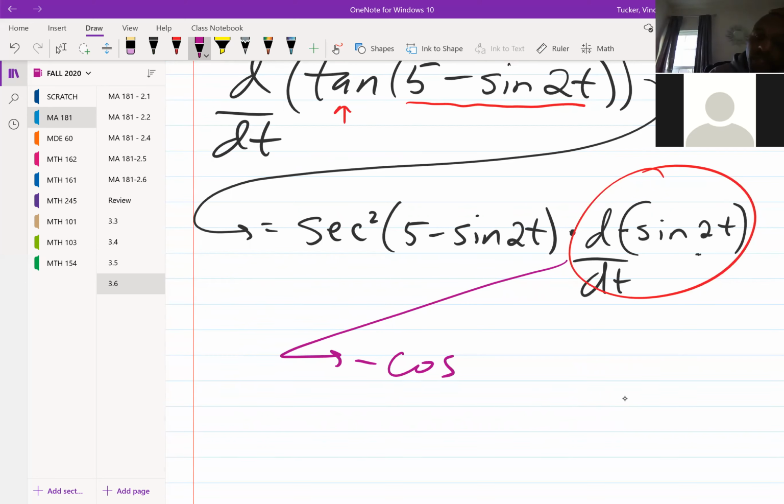So there's negative cosine 2t times the derivative of the 2t, which is 2. All right. Any questions so far before we finish it off?